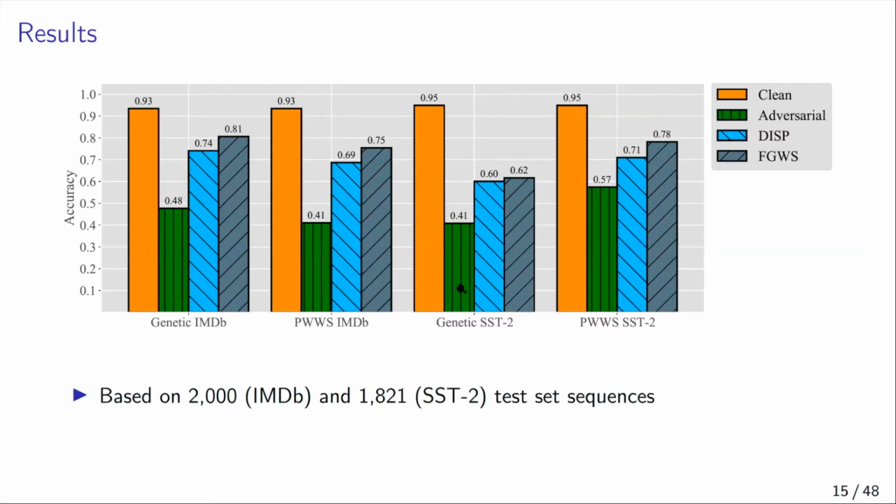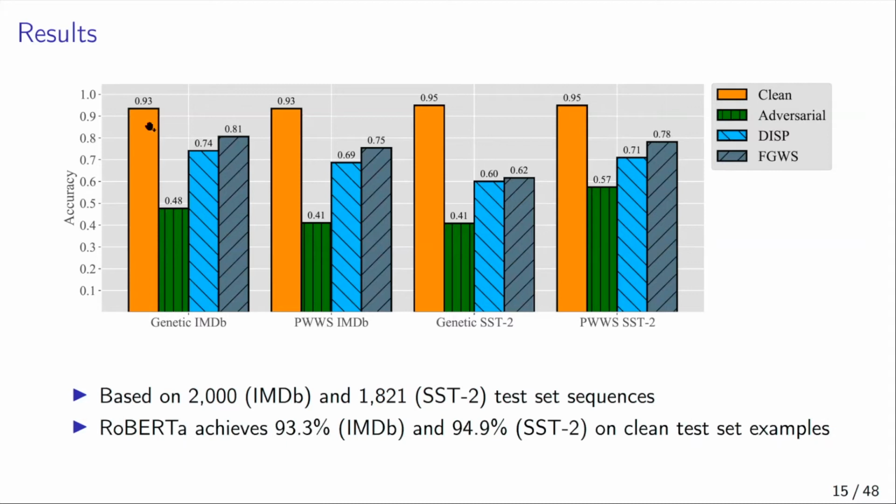So on the left-hand side for each of the configurations, you have the clean accuracy of the model on the unperturbed sequences, which is 93% on IMDb and 95% on SST2. And then you can see that if we feed the model now our adversarial examples, so this is the green bar here with the vertical lines, we can see that accuracy drops to below chance for the genetic attack on IMDb, and for the PWS on IMDb, it is even lower, it's 41%. For the PWS on SST2 it is at 57. So you can see that the adversarial examples considerably lower classification accuracy of the model on the input sequences.